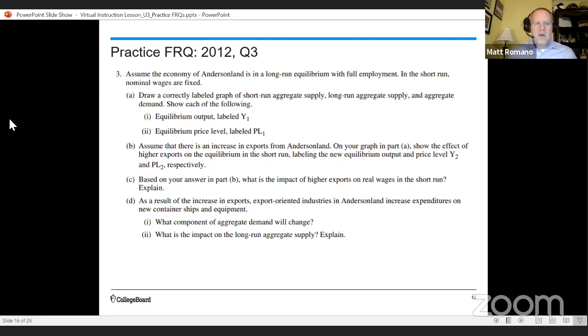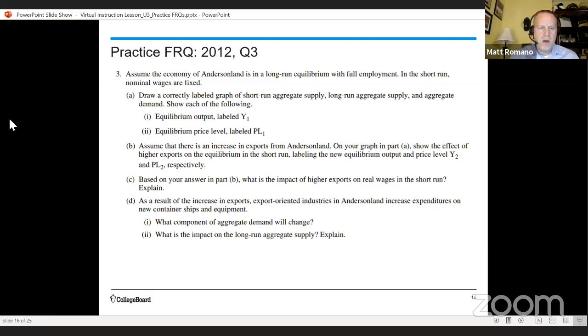Look at number 3. Assume the economy of Anderson Land is in a long-run equilibrium with full employment. In the short run, nominal wages are fixed. That's something we should know, but they're going to reiterate that for us. Again, a statement like that is likely going to be something that we need to use. You might want to jot it down, highlight it, make a note of it somewhere. If you're watching recorded, right now, pause it, take your time, answer the question, come right back on and we will go over those answers.